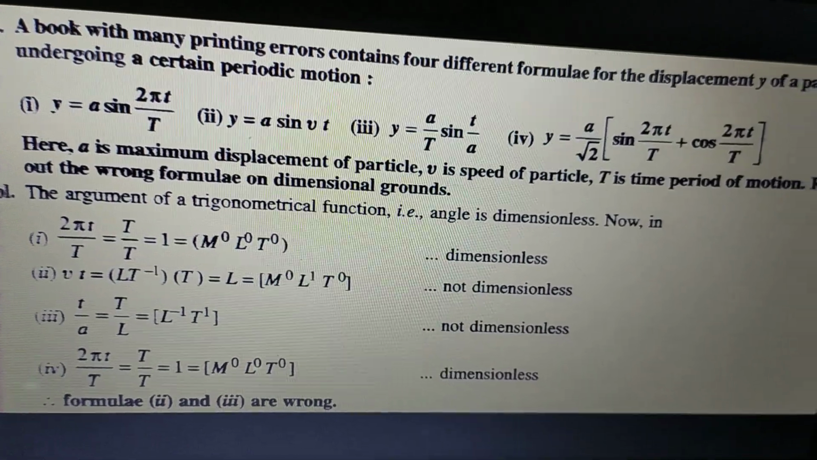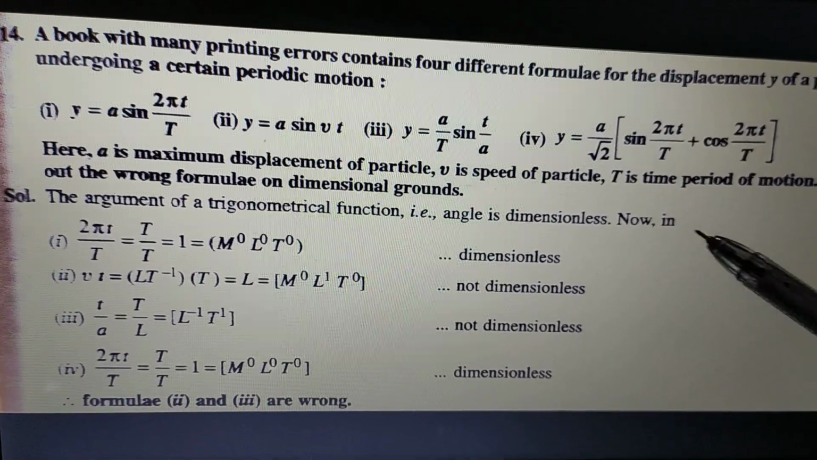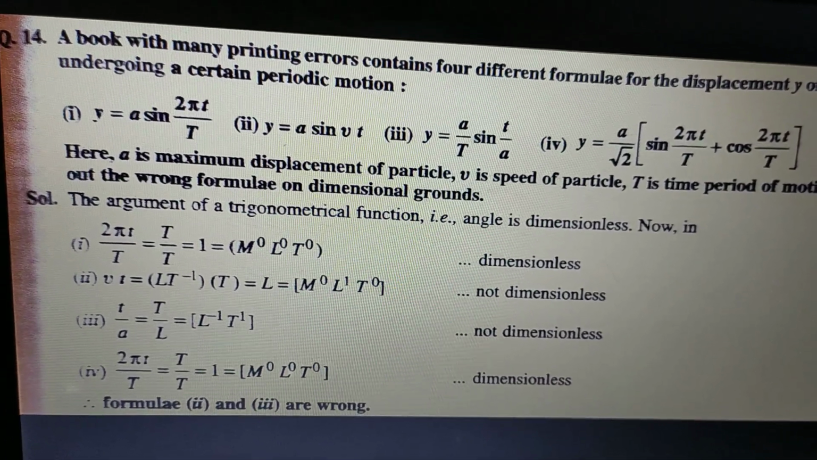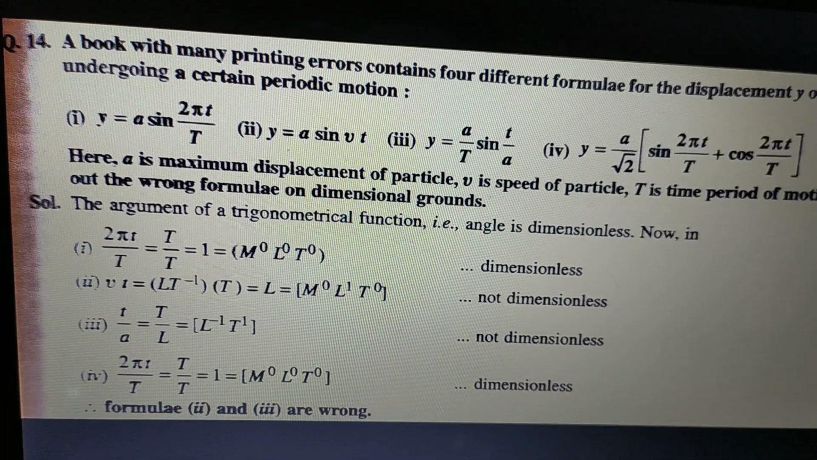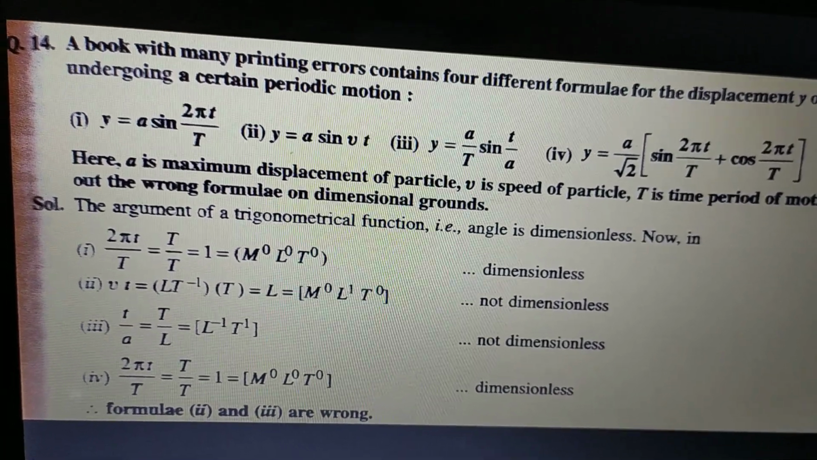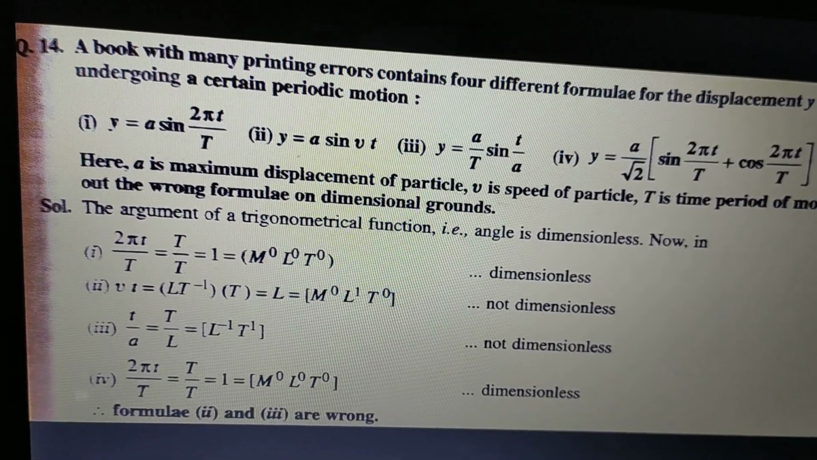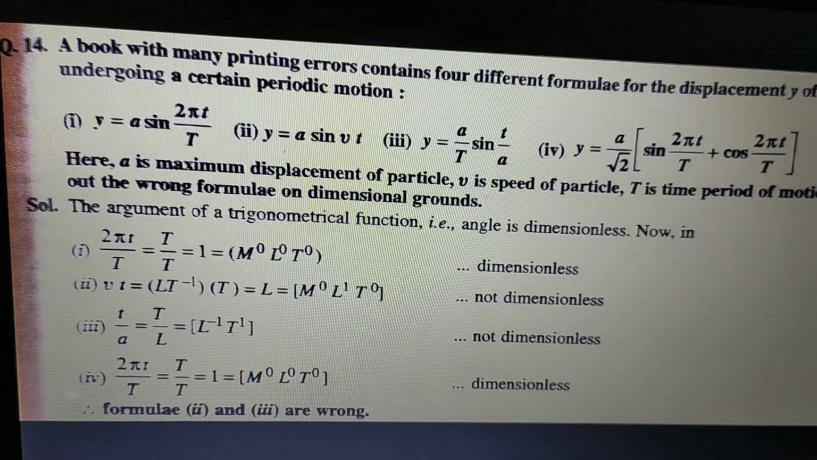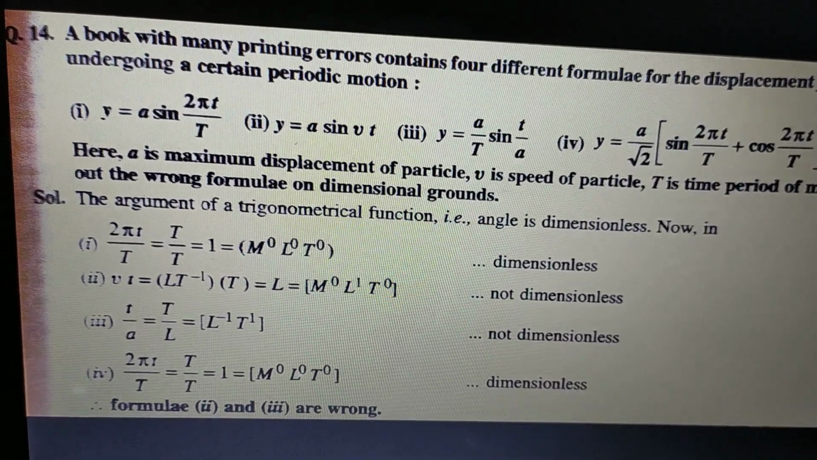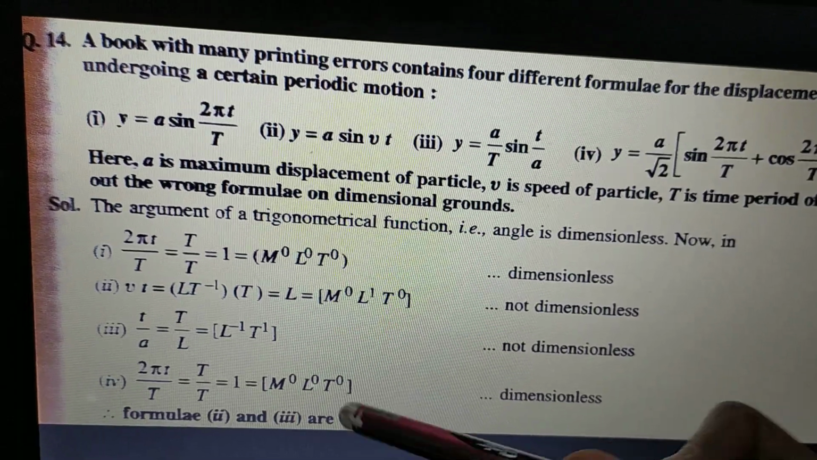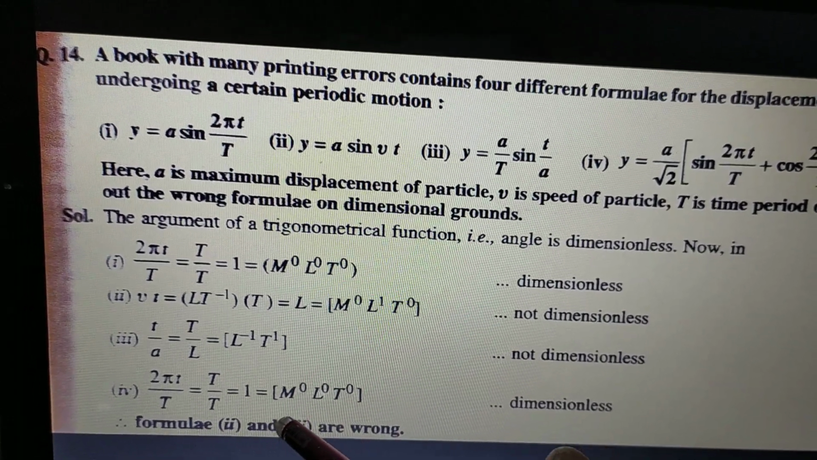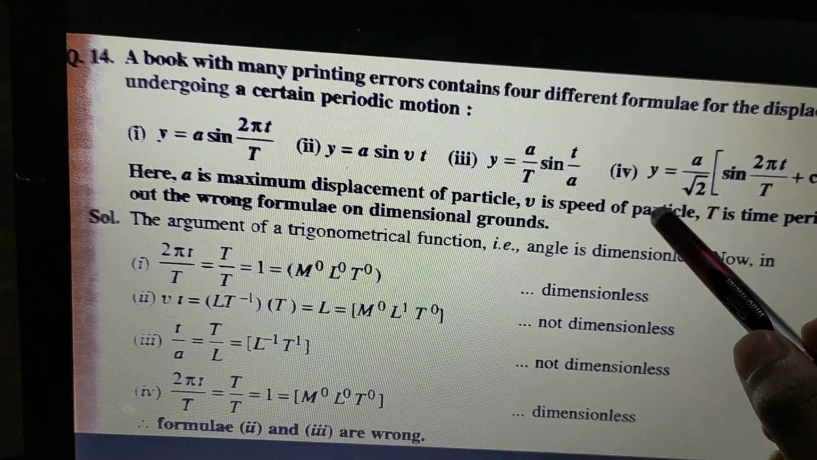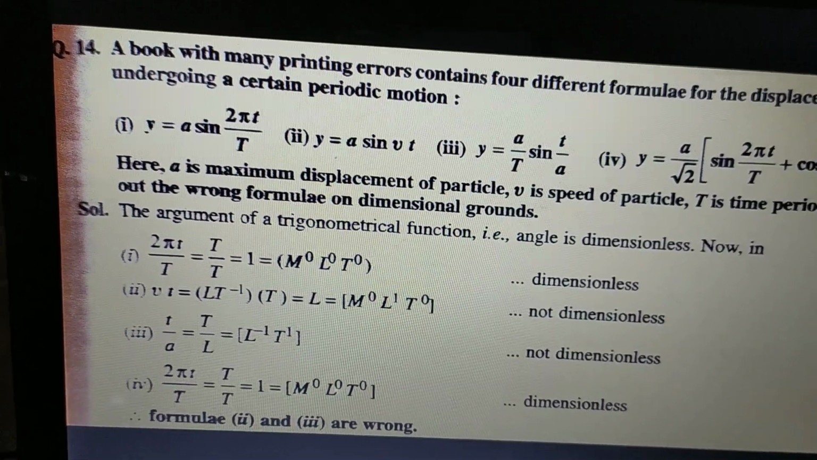Okay, now let us move towards the fourth part. What is it saying? Y equals a divided by root 2 times sine 2 pi t divided by T plus cos 2 pi t divided by T. So we have to check this angle theta, that is 2 pi t divided by T. On the upper side and lower side, both the numerator and denominator are time, so the time and time get cancelled. What we are left with is a constant. So the dimensions will be M0 L0 T0. So we can say this is a dimensionless quantity.